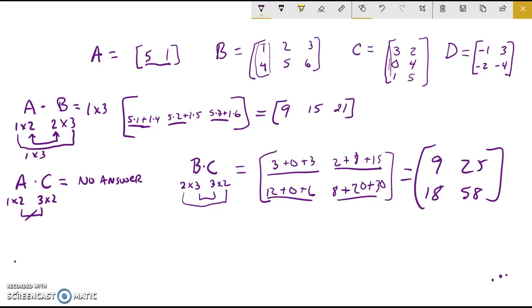So just as another example of something we can do, I'm not going to multiply it out. Can we do A times D? A is a 1 by 2. D is a 2 by 2. So the answer is yes. We're going to end up with one row of two answers.